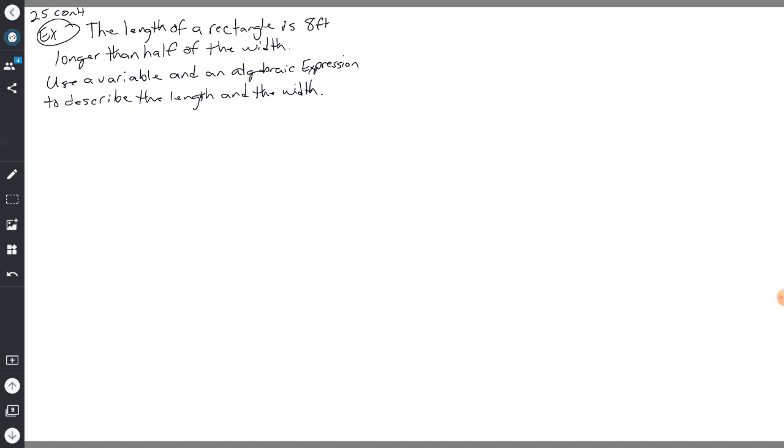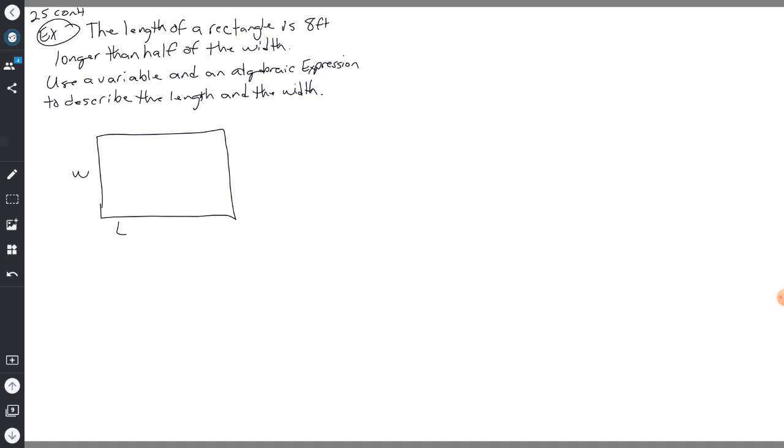So in this problem here, it says the length of a rectangle is 8 feet longer than half of the width. So we want to use a variable and an algebraic expression to describe the length and the width. So let's look at this by drawing it. This is our width and then our length. Let's look at it in that form here.